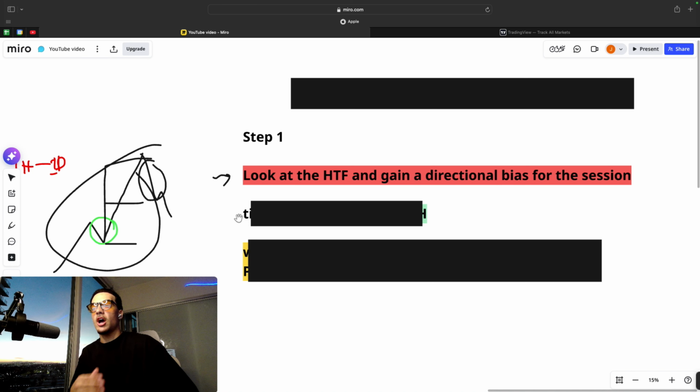Personally, how I trade and how my students trade is we trade for about 30 minutes at market open, and then we're done. If we don't see our setup within 30 minutes, we're done.